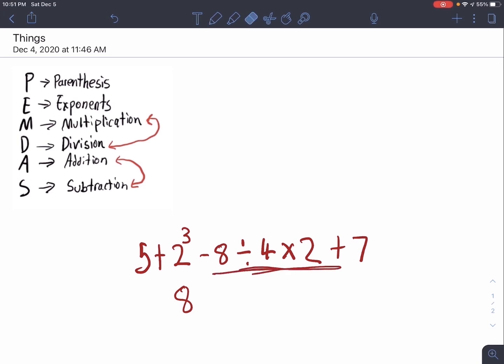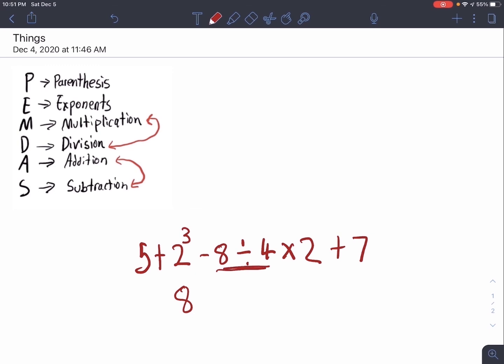But you may say the M comes before the D in PEMDAS, right? So you would do the multiplication first before the division. But no, that is actually not true. Remember what I said before? The priority for the multiplication and division can switch. It's based on the problem. So it's whatever comes first.